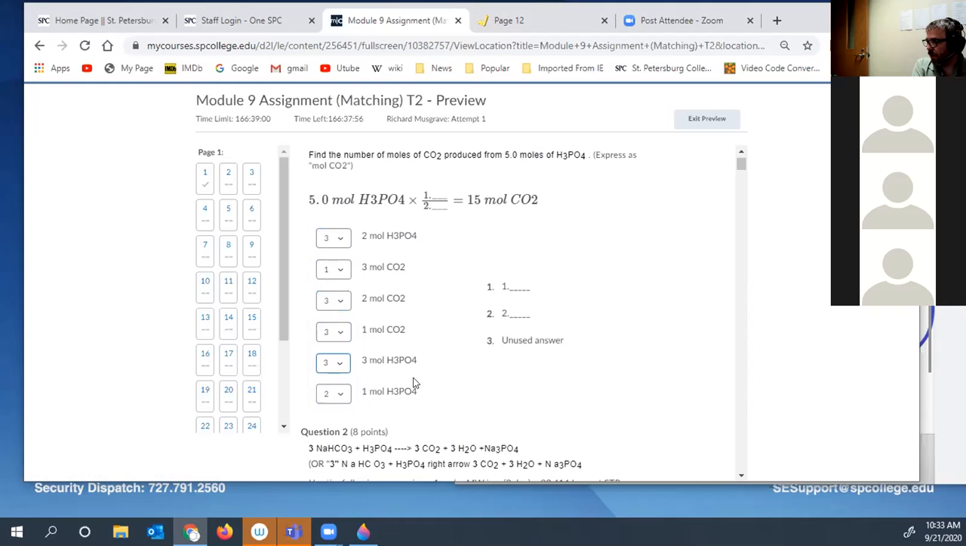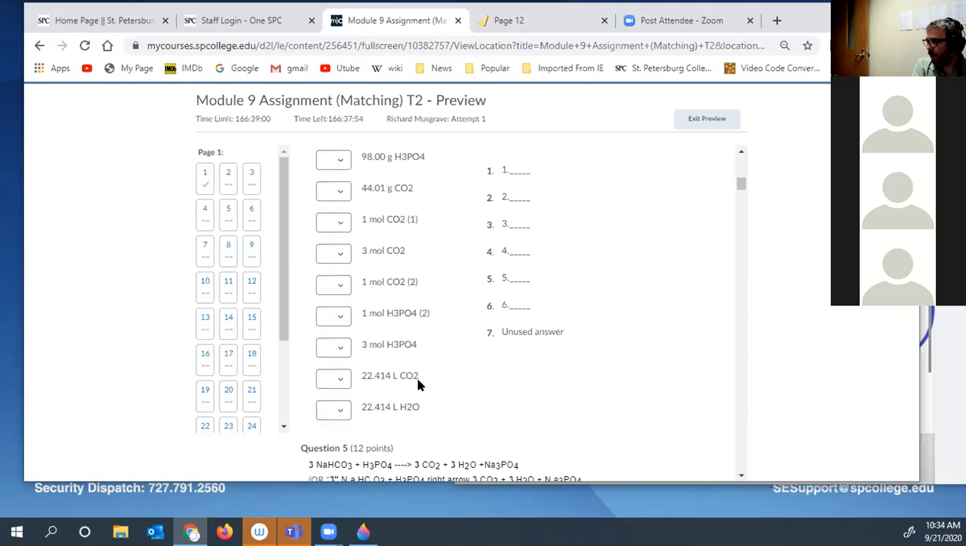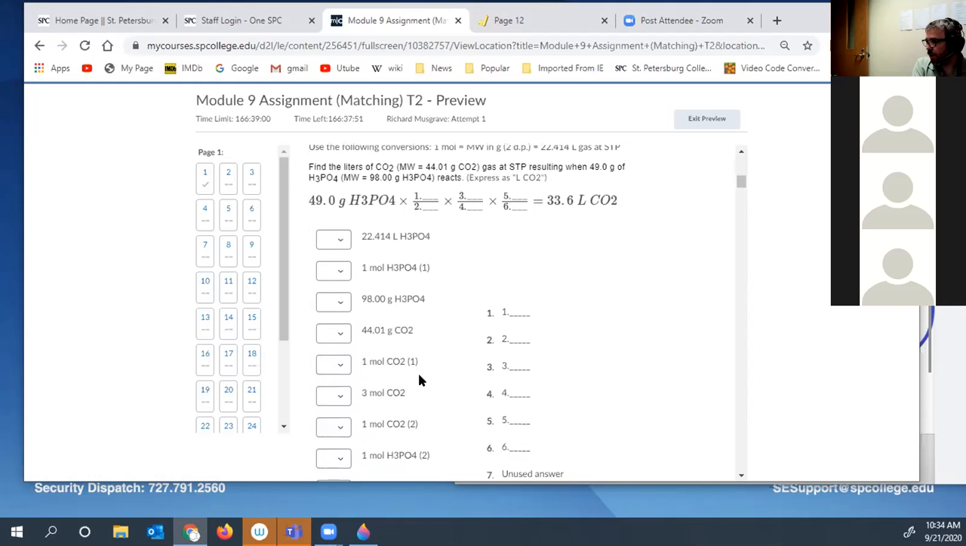And that's how you would do these. It becomes a bit more complicated, obviously, once you get down here. Let's say we needed 49.0 grams of H3PO4 and we want to figure out the liters of CO2.